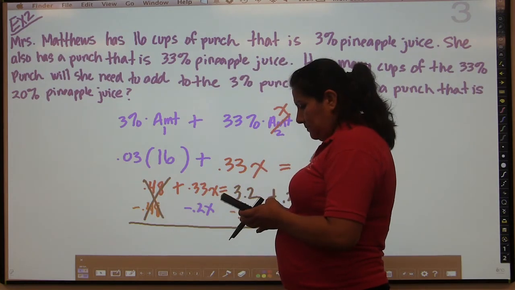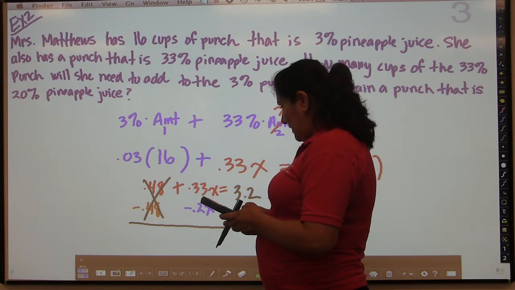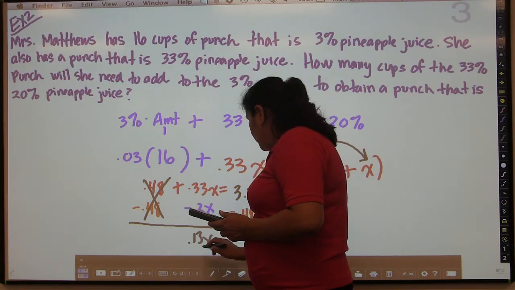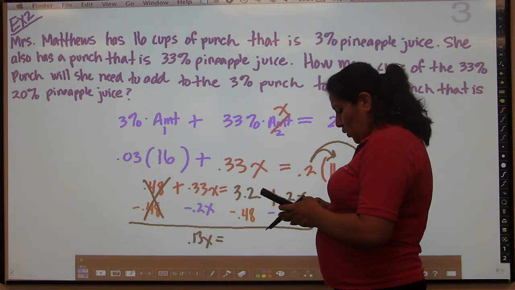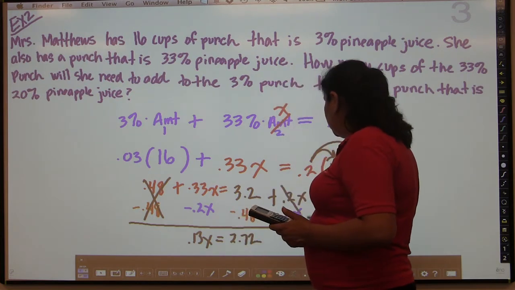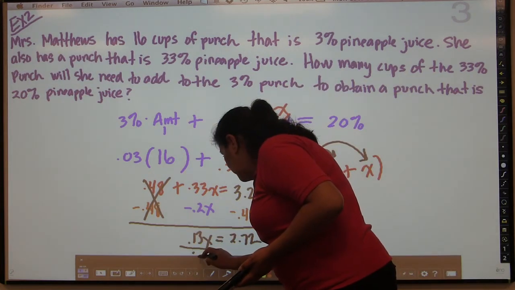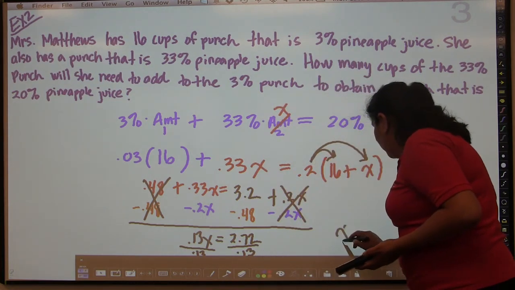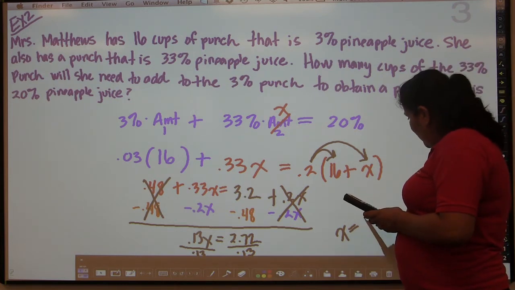But 0.33, don't forget with the points like I just did, 0.33 minus 0.2 is 0.13. And over here, 3.2 minus 0.48 is 2.72. And then, of course, the 0.2x and the negative 0.2x cancel. So I divide by 0.13. Barely have enough space there. Divide by 0.13. And it turns out that x equals 2.72 divided by 0.13, which is 20.92.